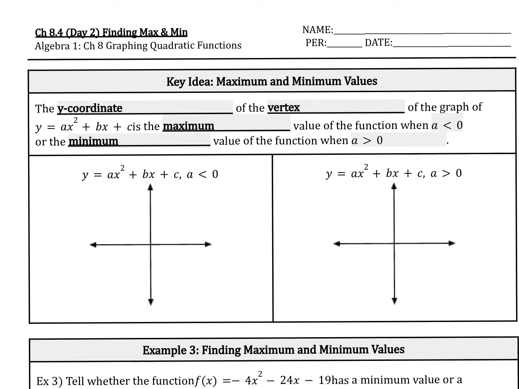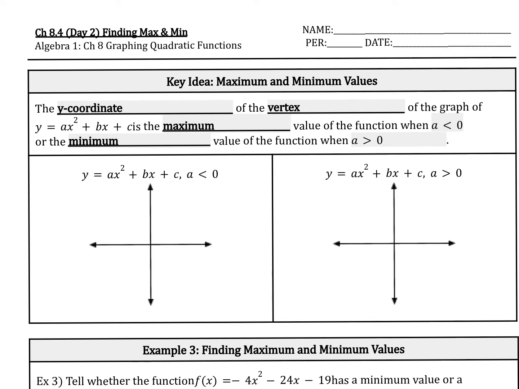Chapter 8.4 Day 2, Finding Maximum and Minimum. Key idea: maximum and minimum values. The y-coordinate of the vertex of the graph of y equals ax squared plus bx plus c is the maximum value of the function when a is less than 0, or the minimum value when a is greater than 0. So let's see the example for both the cases.